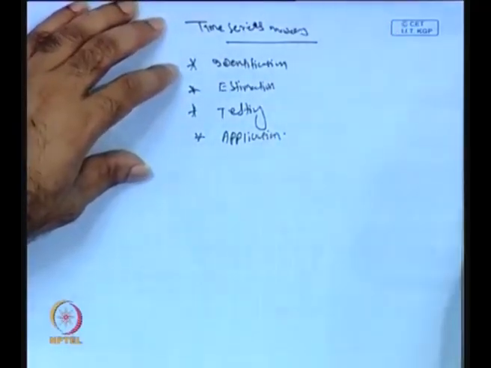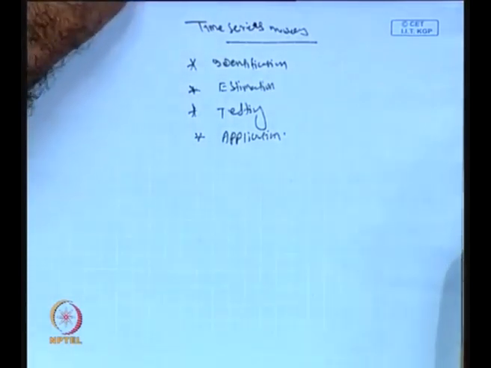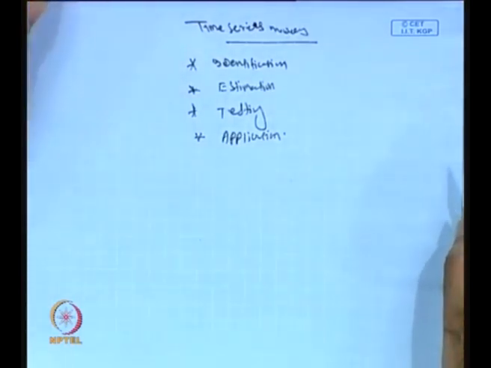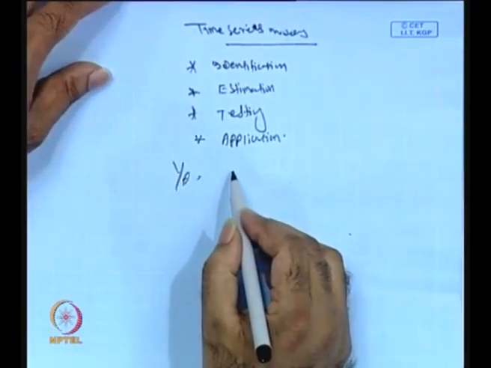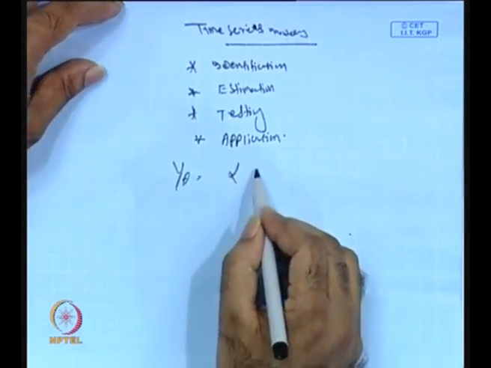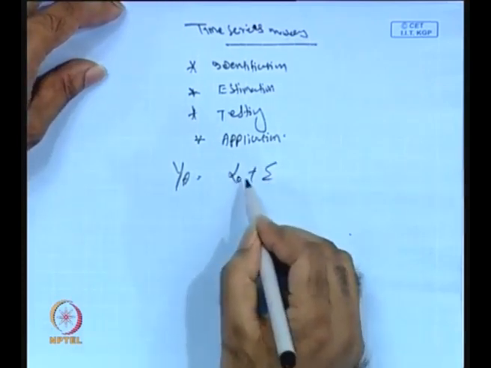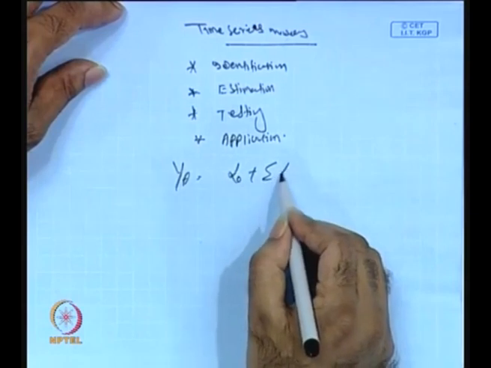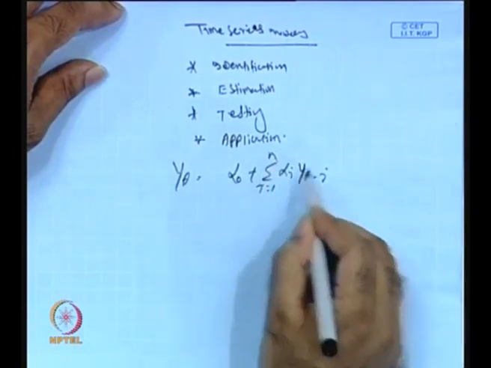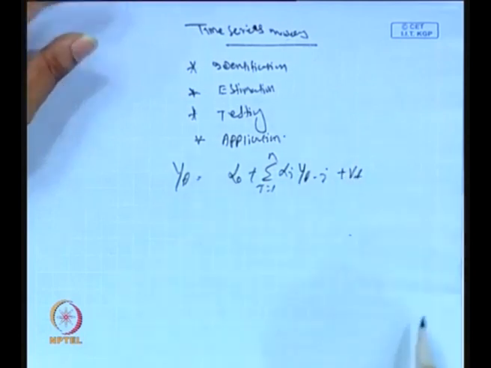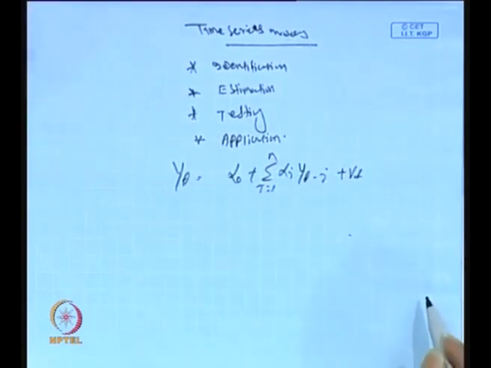Okay. So, now let me first briefly highlight the structure of the time series setup. The brief starting point of time series is like this: y t equal to alpha 0 plus summation alpha i y t minus i, i equal to 1 to n, plus u t. This is a simple time series model.